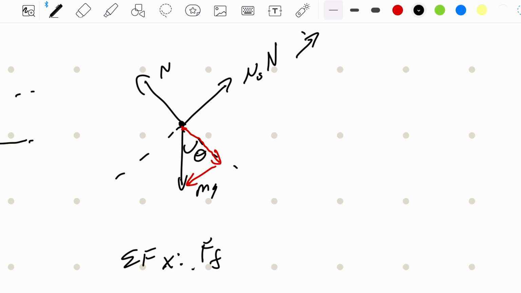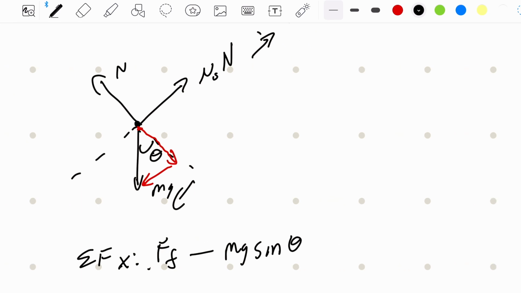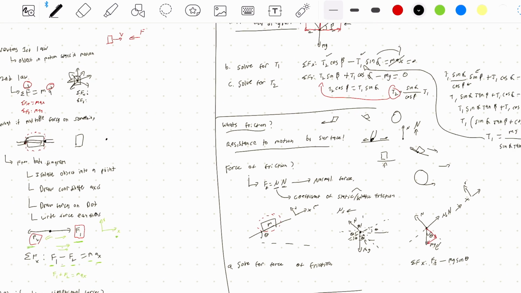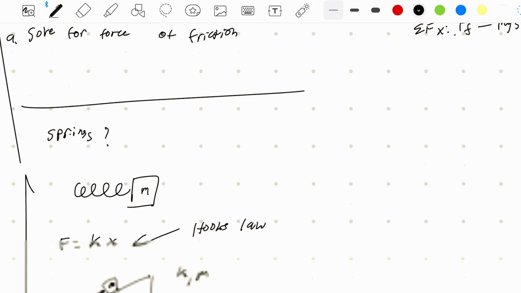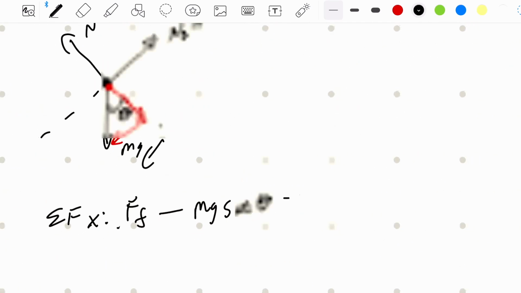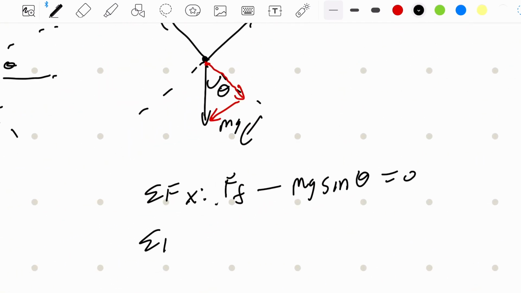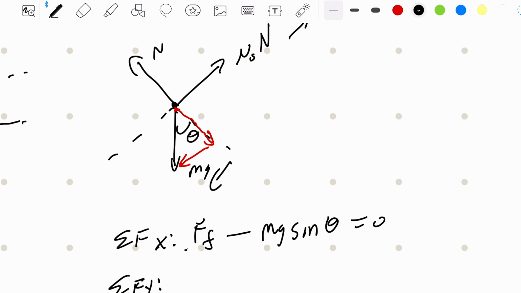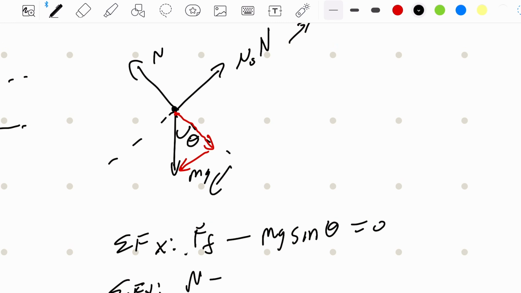And minus, right, because this portion of mg is going backwards, and that's mg sine theta, because it's the opposite. Now, this is being held in place. This is static, so this will be equal to 0. And we can write our sums of forces in the y direction. We have N minus mg cosine theta, that's also equal to 0.